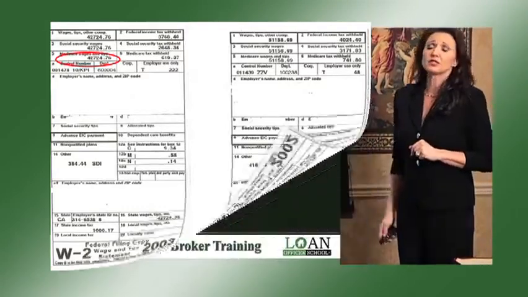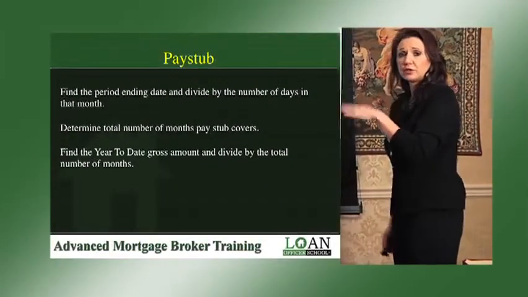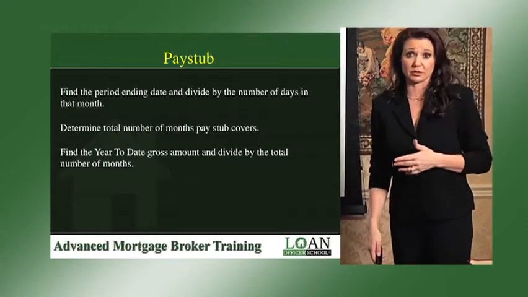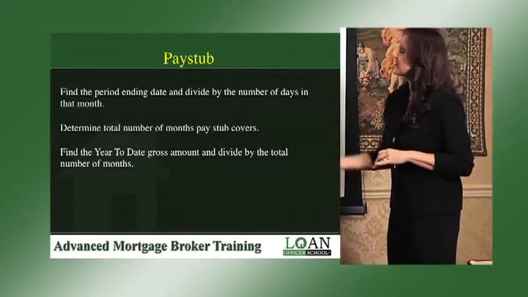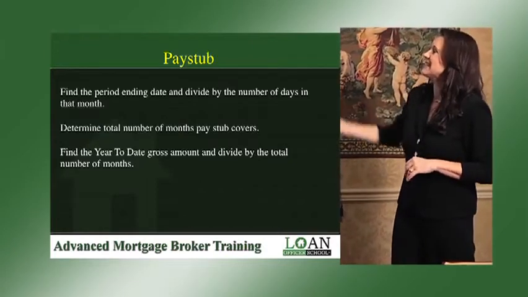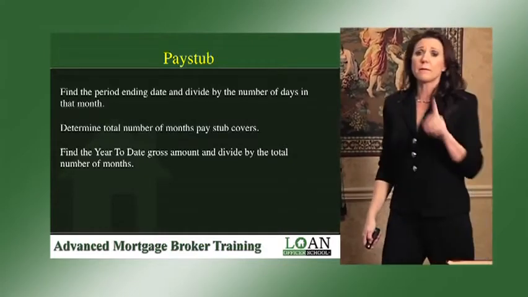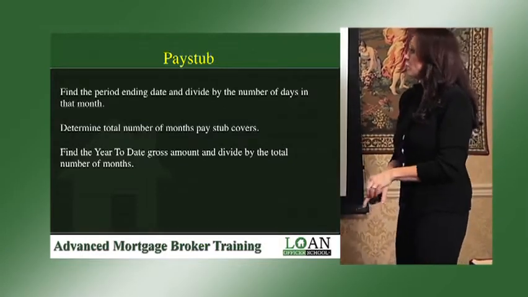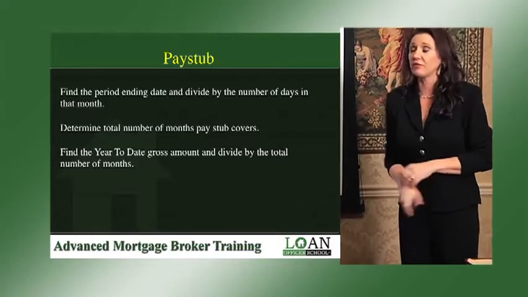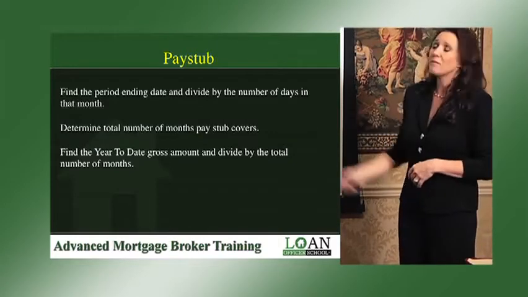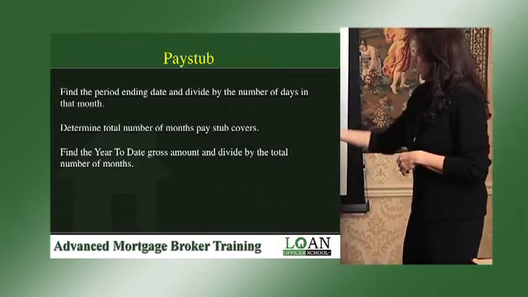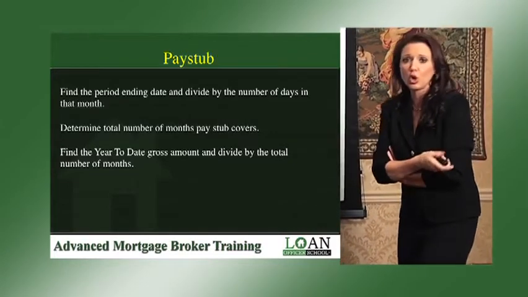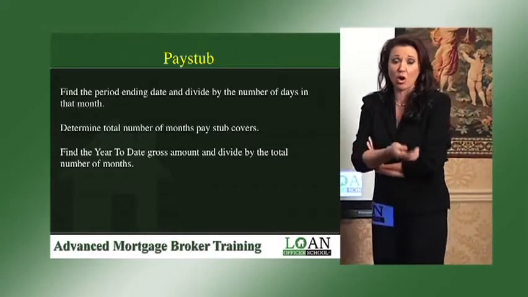Now, sometimes you're lucky enough that a lender will allow you to use the current pay stub and average that amount with just the last year's W-2. If that's the case, you're going to be looking for the period ending date and divide by the number of days in that month. Then you're going to take the total number of months that the pay stub covers. You're going to find the year-to-date gross amount and divide by the total number of months that all equals.